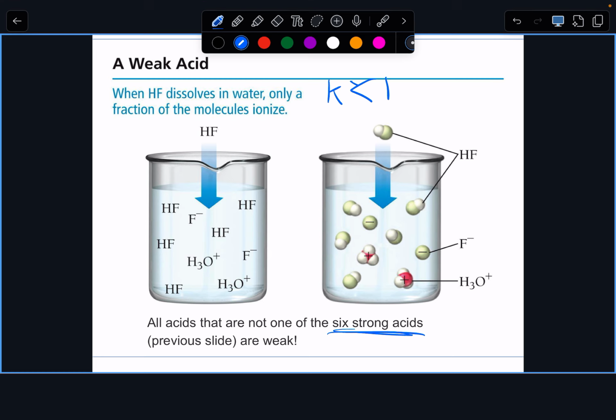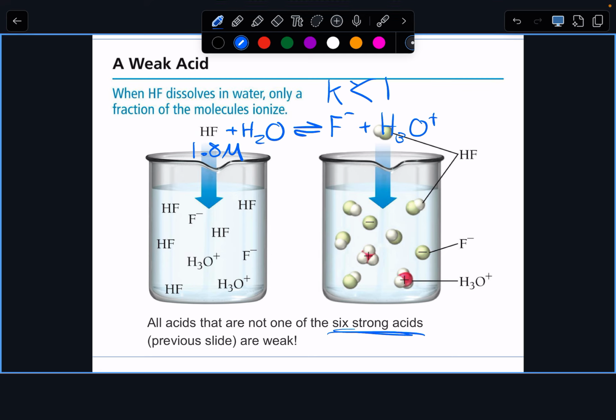Okay, so if I had HF reacting in water, I'm going to show it with a double arrow. And if I had 1.8 molar of this, maybe I only have like 0.2 molar H3O+. Or maybe it's 1.2 molar of H3O+. We don't know without knowing the K.